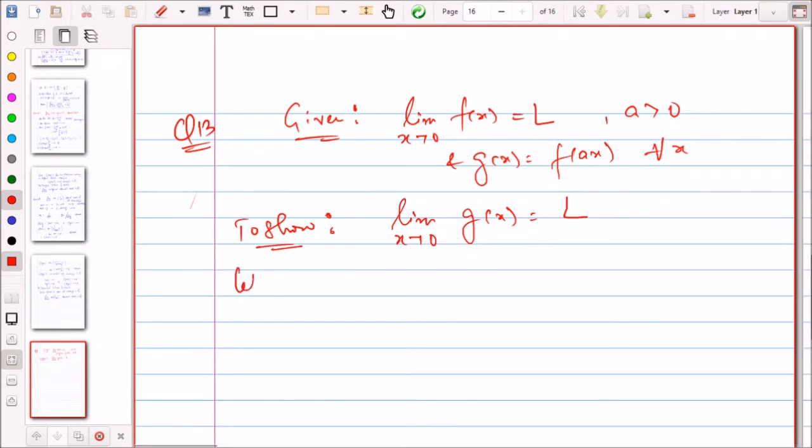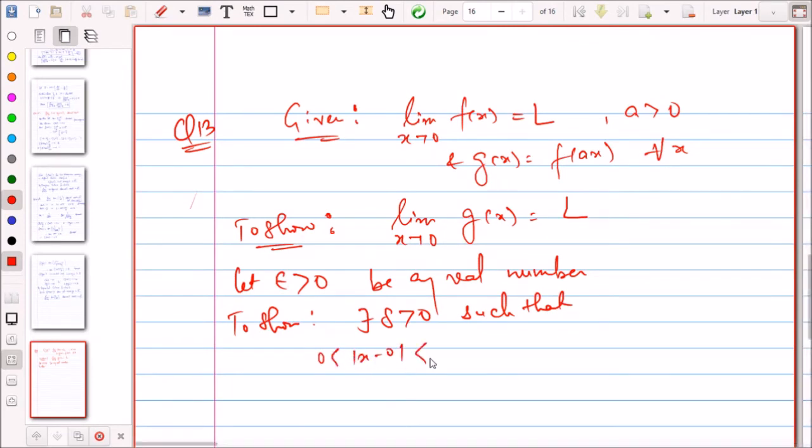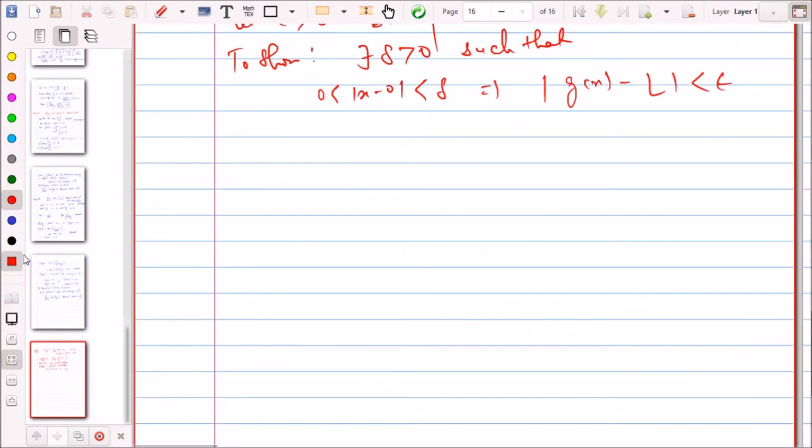So let epsilon greater than 0 be any real number. We have to find some delta such that 0 less than |x minus 0| less than delta should imply |g(x) minus L| less than epsilon. So to show: there exists delta greater than 0 such that 0 less than |x minus 0| less than delta should imply |g(x) minus L| less than epsilon. So this is what we have to show. So we will start with this.